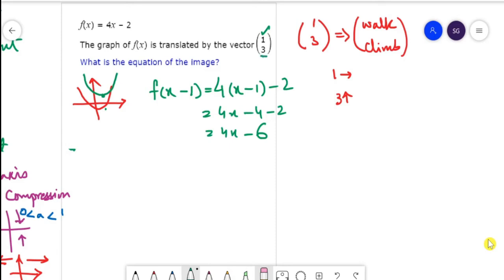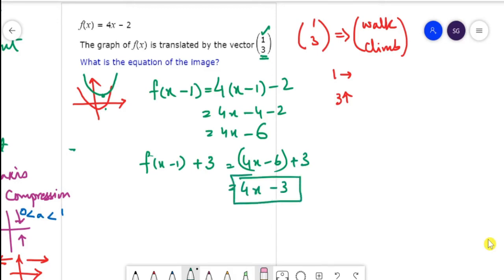Now we have to make it shift, translate up by 3 units. So it's simply whatever that function is, you add to the output. And all of this is increased by 3. So our new function is 4x minus 3.